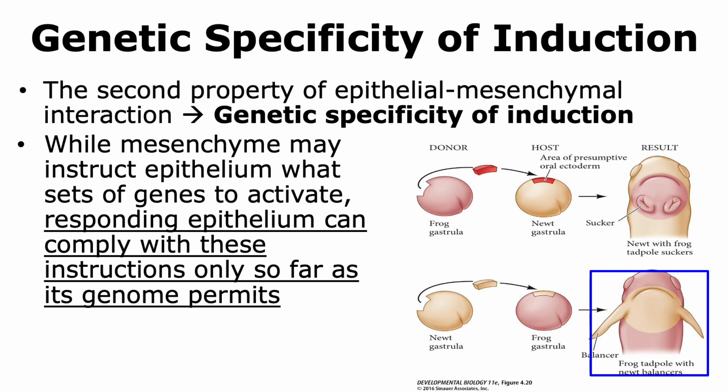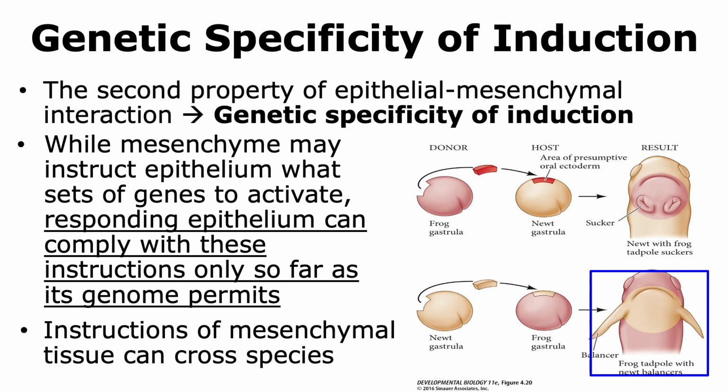So even though the newt gastrula obtained all the induction signals from the appropriate cells in the frog gastrula, its genome cannot specify the formation of suckers. It can only specify the formation of balancers. And thus these are examples of the genetic specificity of induction. One thing to keep in mind is the instructions of these mesenchymal tissues can actually be cross-species. So whatever signals were obtained from a frog, a newt can also respond to, and vice versa.